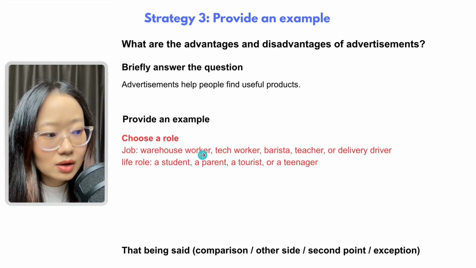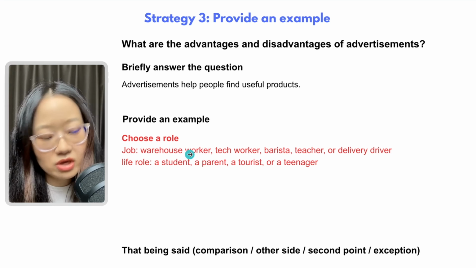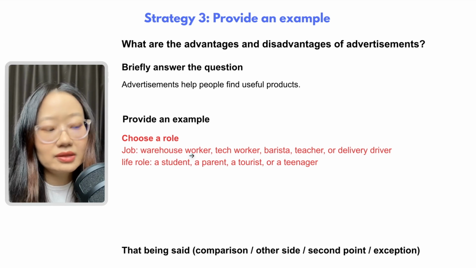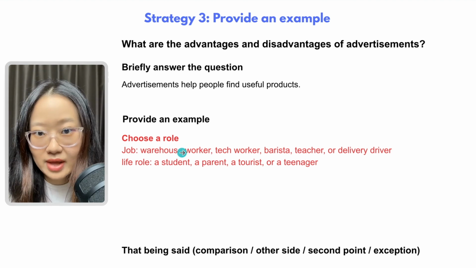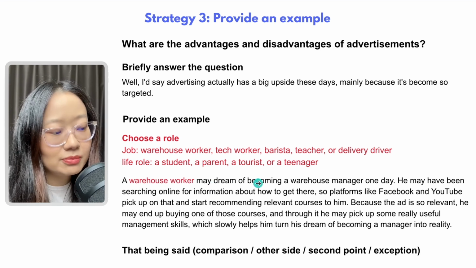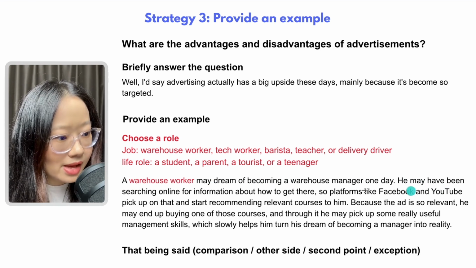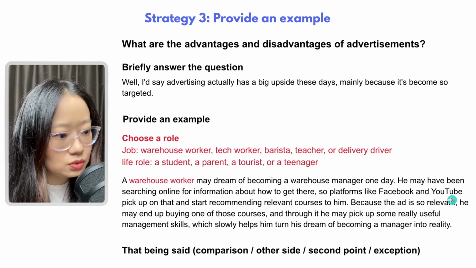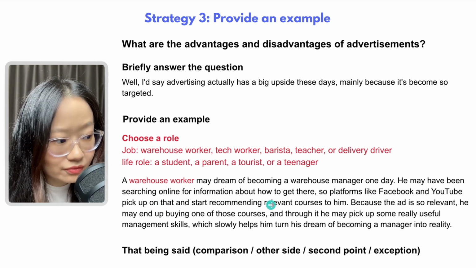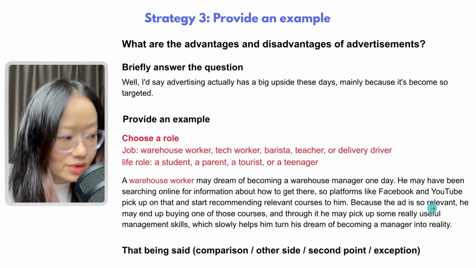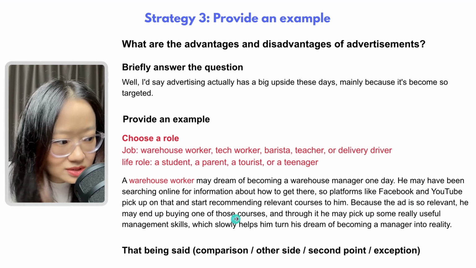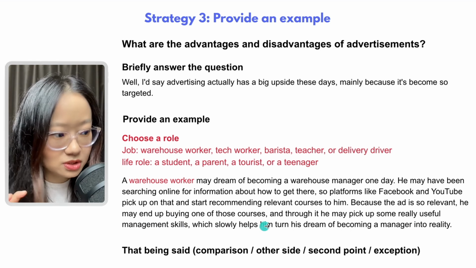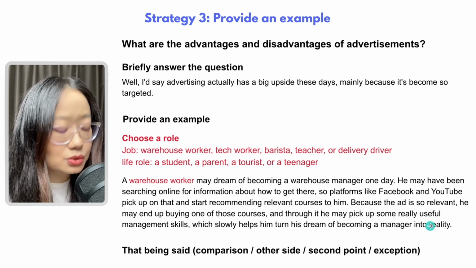Here, I'm going to choose a warehouse worker, and then I will describe his behavior and his desire. I'm going to say he wants to get promoted to warehouse manager, and advertisements help him move closer to that goal. A warehouse worker may dream of becoming a warehouse manager one day. He may have been searching online for information about how to get there. So platforms like Facebook and YouTube pick up on that and start recommending relevant courses to him. Because the ad is so relevant, he may end up buying one of those courses, and through it, he may pick up some really useful management skills, which slowly helps him turn his dream of becoming a manager into reality.